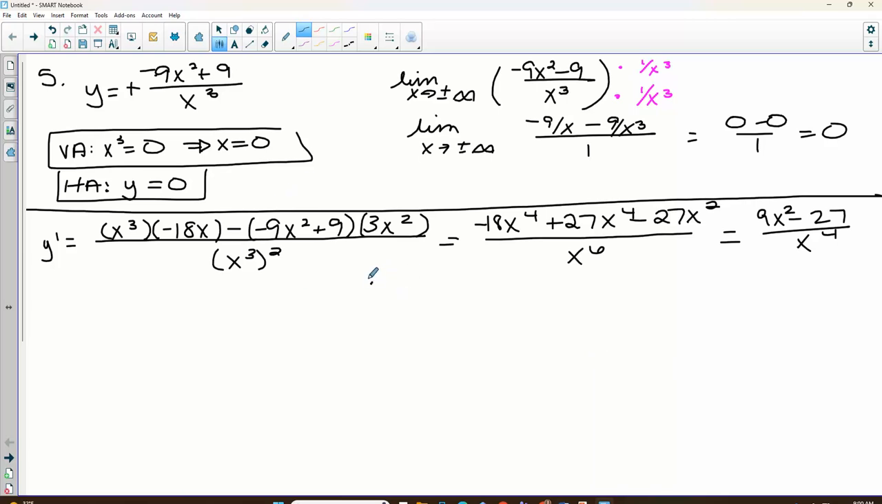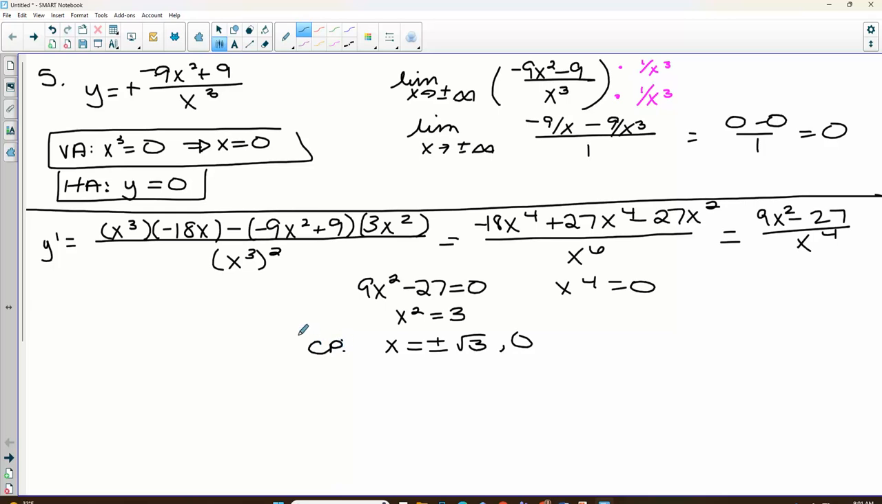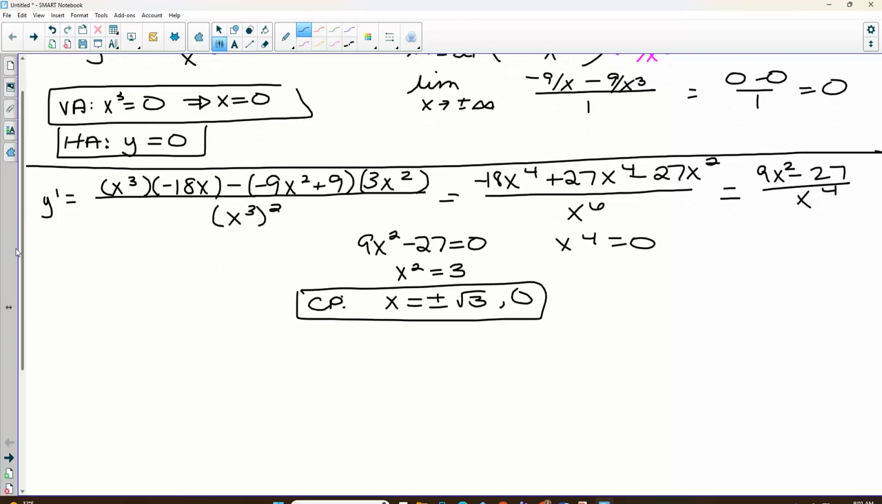So critical points, we need to know where this is 0 or undefined. So when it's 0, that's when the top equals 0. X squared is 3, so we get plus and minus the square root of 3. Undefined is when the bottom is 0, and we just get 0. So my critical points: plus and minus radical 3 and 0.